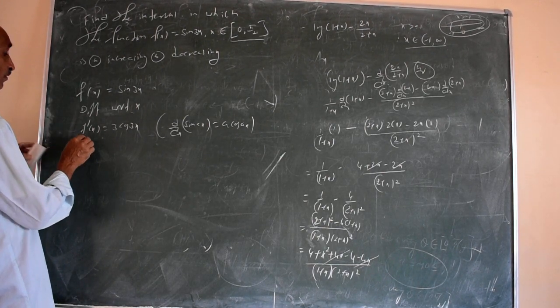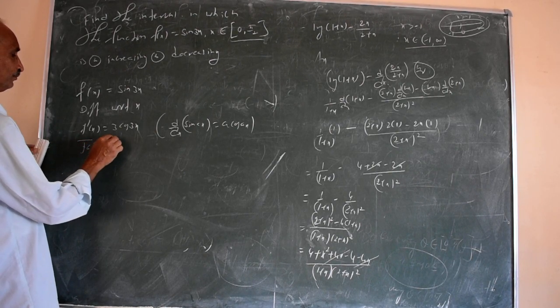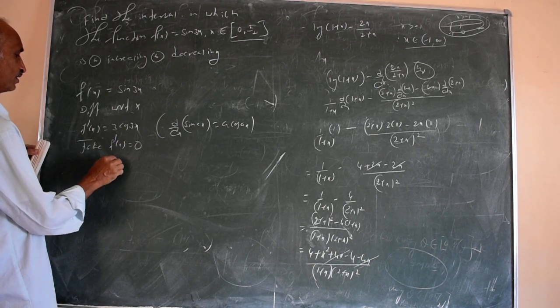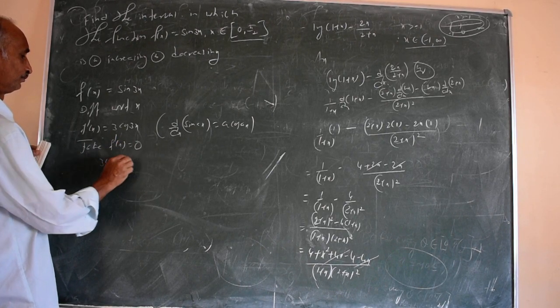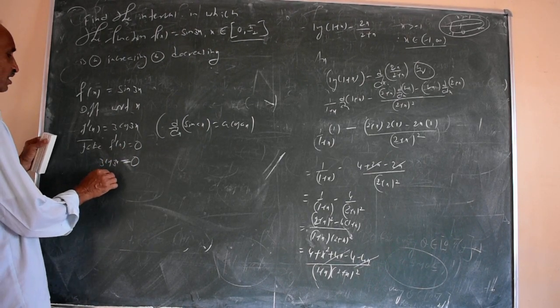I have to work out the interval. Therefore, take f dash of x is 0. Therefore, 3 cos 3x is equal to 0. To find the interval, you have to take f dash of x is 0, which means cos 3x is 0.